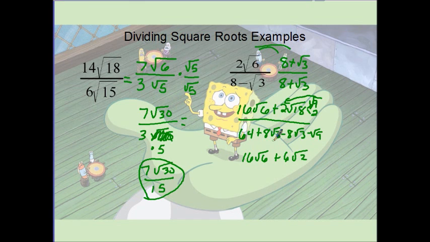On the bottom, 8 root 3 minus 8 root 3, they cancel each other out, and the square root of 9 is 3. On the bottom, 64 minus 3 is 61, and again I compare my outside numbers. 16, 6, and 61. What are they all divisible by? Absolutely nothing, which means I am done.